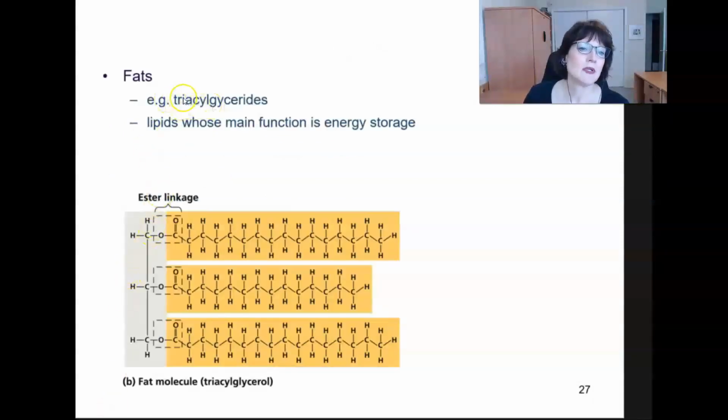Fats are called triacylglycerides. They can also be called triacylglycerols. Same thing. And here you have, common to all lipids, hydrocarbon chains, which are highly hydrophobic. When you think of fats, this is the structure of it, and it is involved as a source of energy.